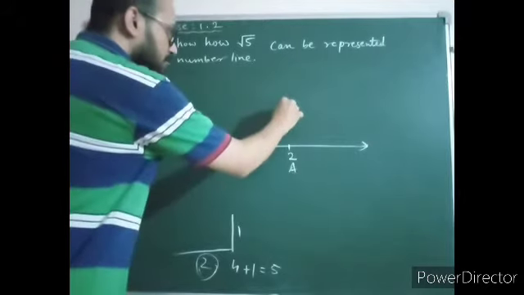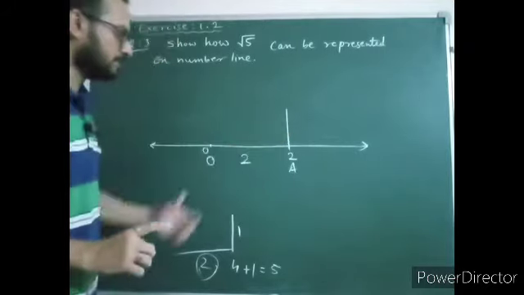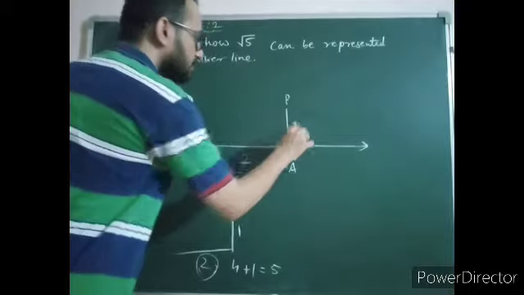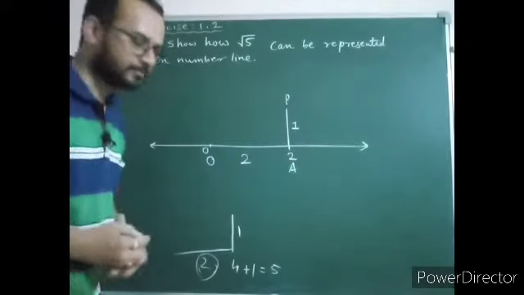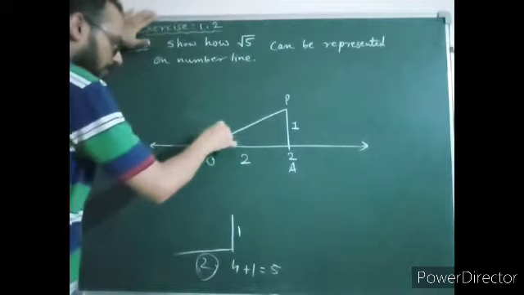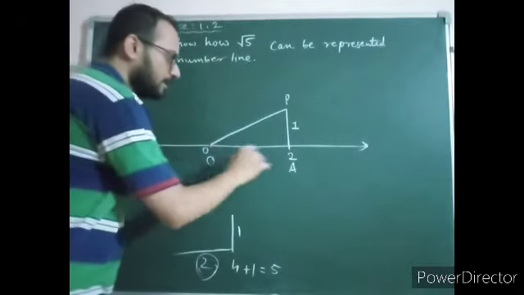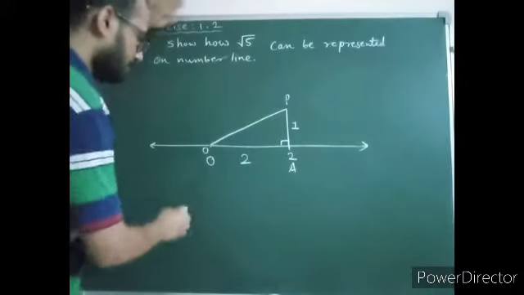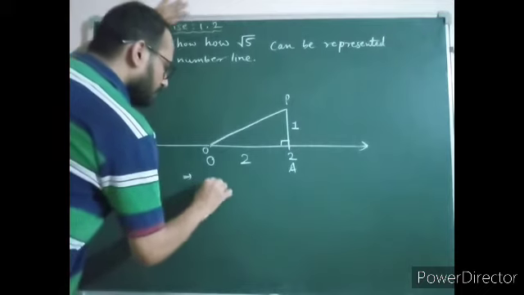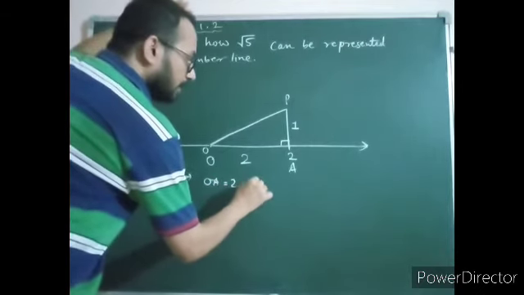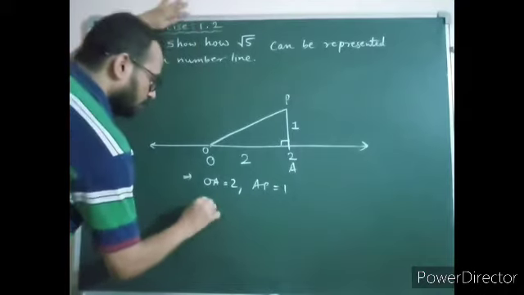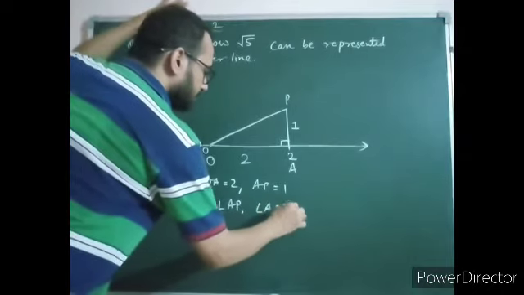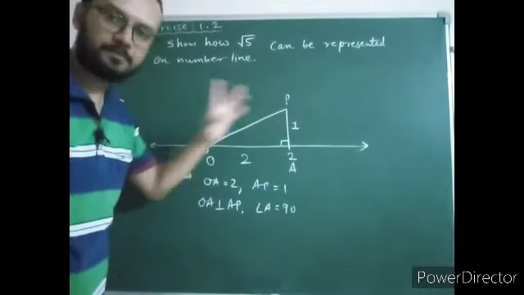Now we have to take this perpendicular distance. 1 unit means it should be half of this distance. Suppose I call it AP, and AP will be 1 unit, it is half of this OA distance. We draw a line OP, so here we get triangle OAP as a right angle triangle. We can write the information of this triangle. Here OA equals 2 units and AP equals 1 unit. OA is perpendicular to AP, therefore angle A equals 90. Here we have right angle triangle OAP.